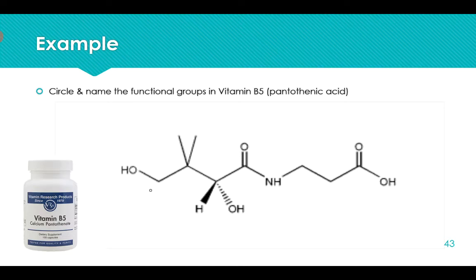What I want you to do now is look at this molecule, which is vitamin B12, and try to identify what the functional groups are and circle them. This is actually an example. The next one is a practice problem. So this is an example of an alcohol. And so I circled the carbon that the OH is attached to. Here is another alcohol.